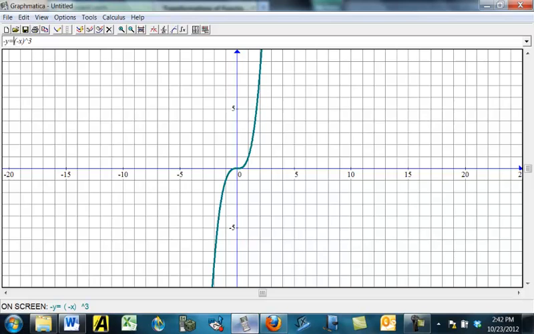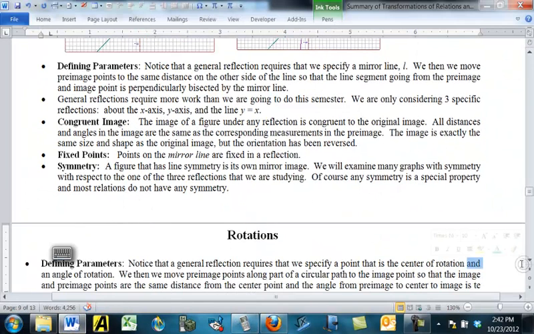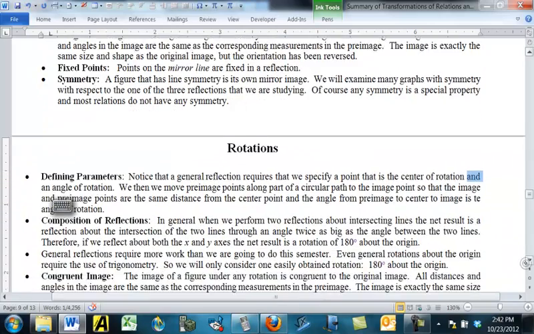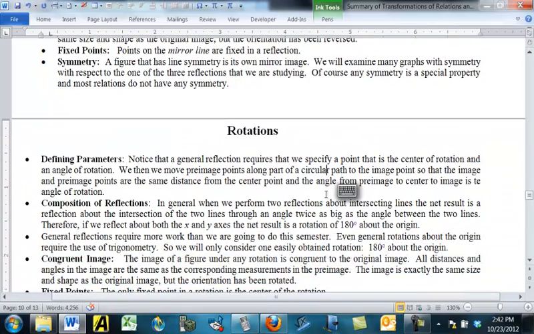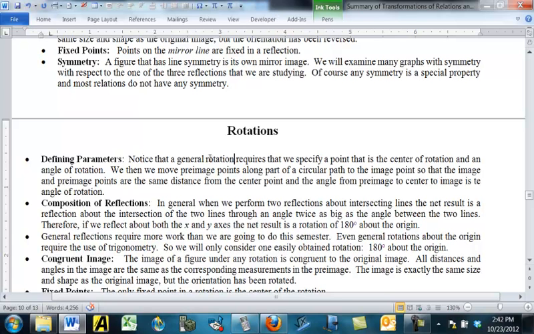Alright, let's take a look back here. So the rotation. A general rotation requires that we specify a point that's the center of the rotation and an angle of rotation. We then move the pre-image points along part of a circular path to the image point. So the image and pre-image points are the same distance from the center, and the angle from pre-image to center to image is the angle of rotation.